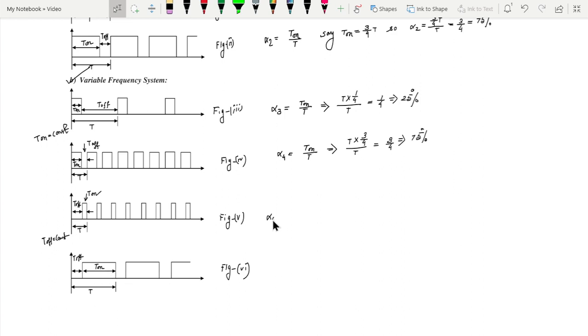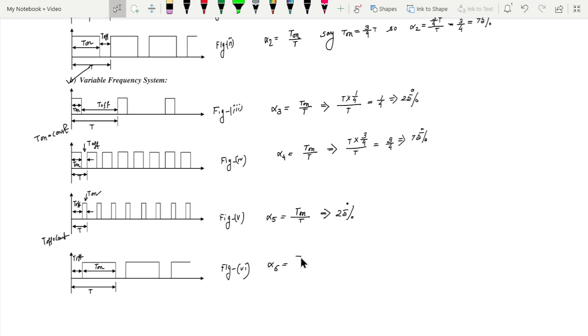So here for alpha 5, look at here, T on by T. So as per the diagram, T on and T off, how much is there? Here T on is 1/4 of T, so it also gives you 25%. I am not calculating it again because as you see the picture here, T on is for the total period T is 1/4 time, it will be 25% for an alpha 6.